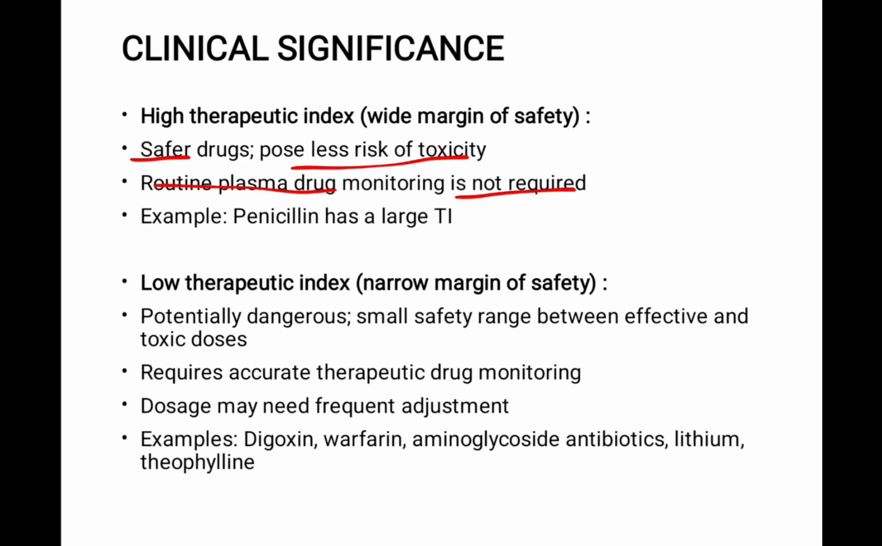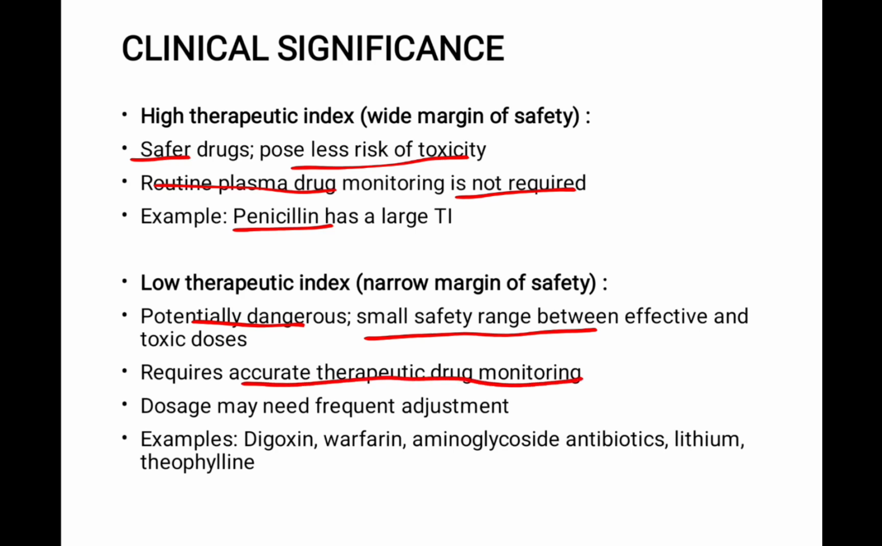Examples of drugs with a high therapeutic index are penicillin. We also have paracetamol. For low therapeutic index, which is a narrow margin of safety, these drugs are potentially dangerous. They have a small safety range between the effective and the toxic doses. So they require accurate therapeutic drug monitoring.